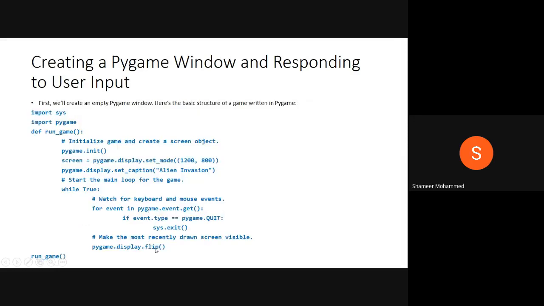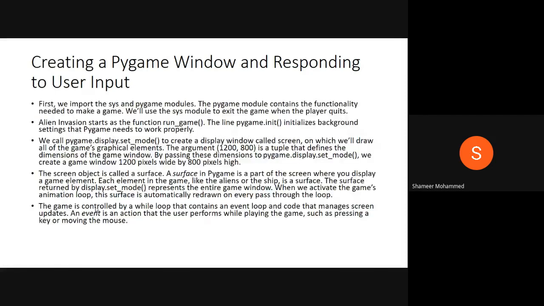Here, this one. Inside the while, inside the for. So these indentations you have to follow. When you write the program, you have to follow these rules. You should not write from here. So this is the basic game window, an empty window, and how to display it.